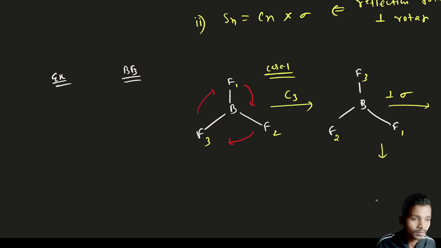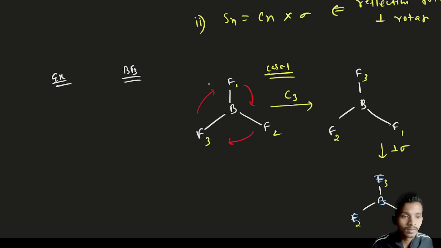So this will be B, F, F, F, and since I am applying the perpendicular reflection, this will not change, because in the above I am putting the one mirror. Sorry, this is F2, F1. So this front will become back and back will become front. This will go to back. Okay, so now this is perpendicular sigma.